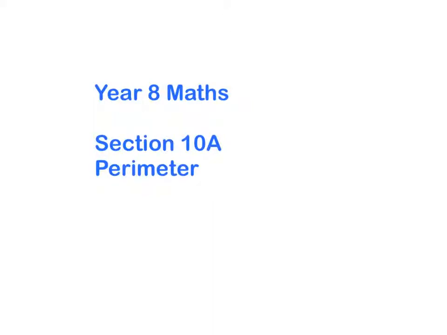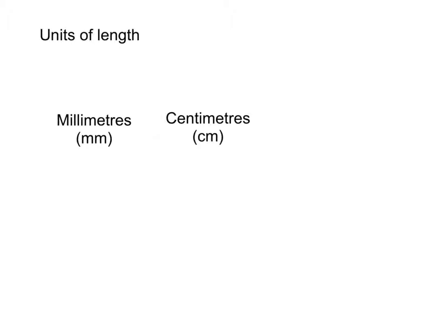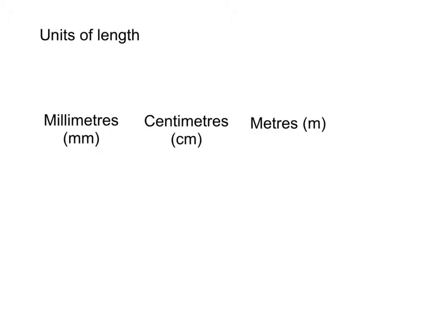Today in maths we're going to be studying section 10A, which is perimeter. Before we talk about perimeter, we've got to talk about converting between units of length. The 4 units of length we're going to talk about today are millimetres, which is abbreviated to mm, centimetres, which is abbreviated as cm, metres, which is abbreviated as m, and kilometres, which is abbreviated as km.